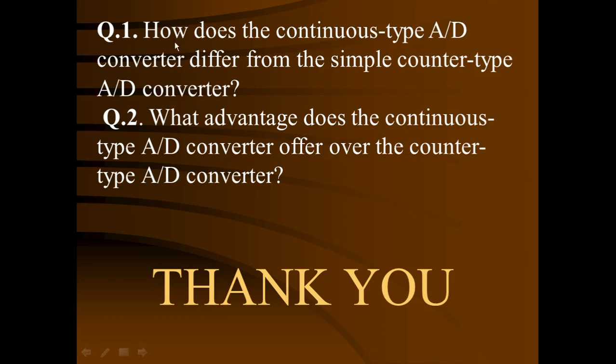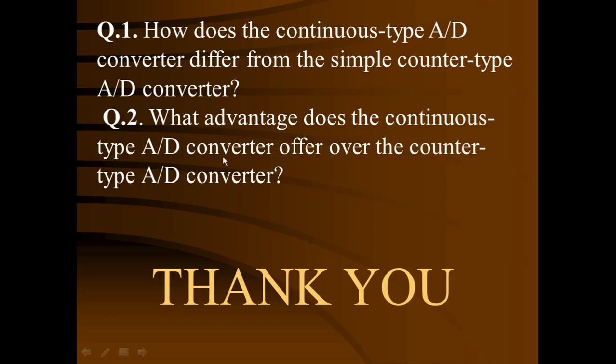These are some questions related to this. How does the continuous type A to D converter differ from the simultaneous type A to D converter? The continuous type A to D converter has two outputs of the comparator. Moreover, the counter can operate in up mode as well as down mode. So that is the way it is different from the counter type A to D converter.